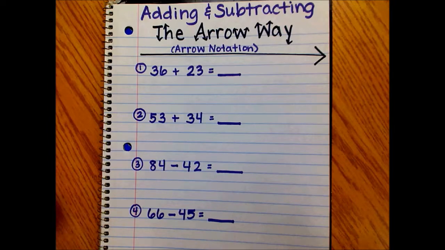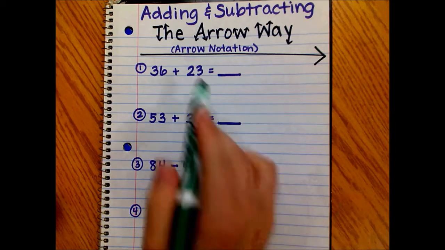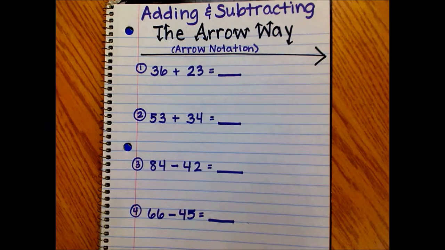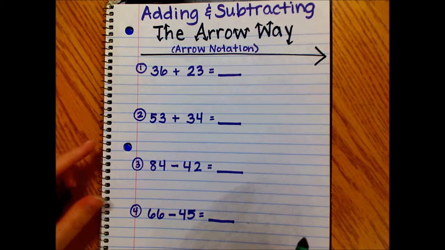So one of the strategies we teach our scholars for adding and subtracting is called the arrow way. It's also called arrow notation. And when you add and subtract the arrow way, basically you're adding or subtracting the tens and then adding and subtracting the ones. I'll show you some examples.